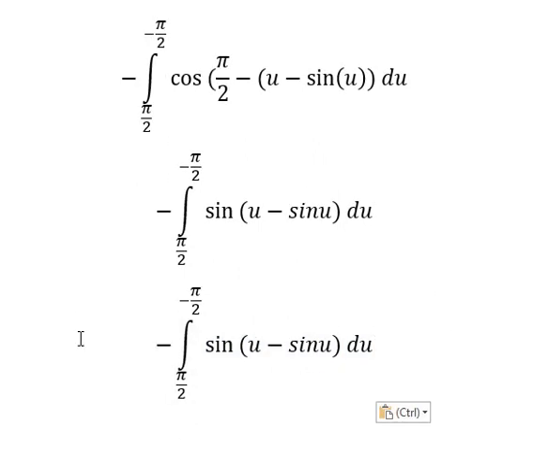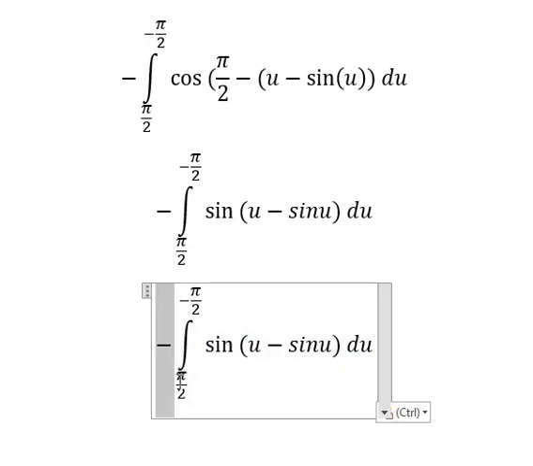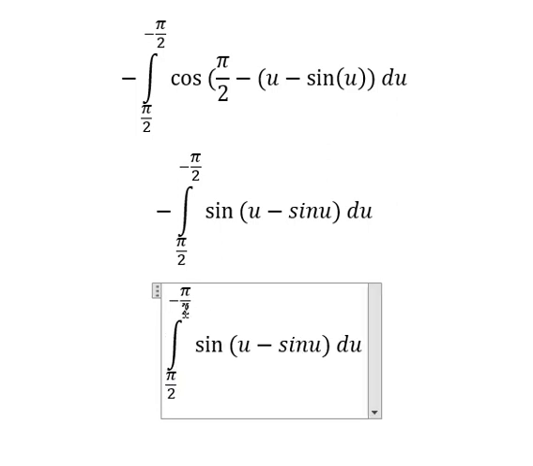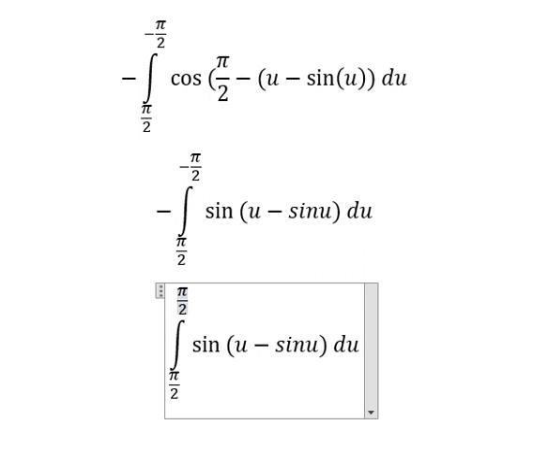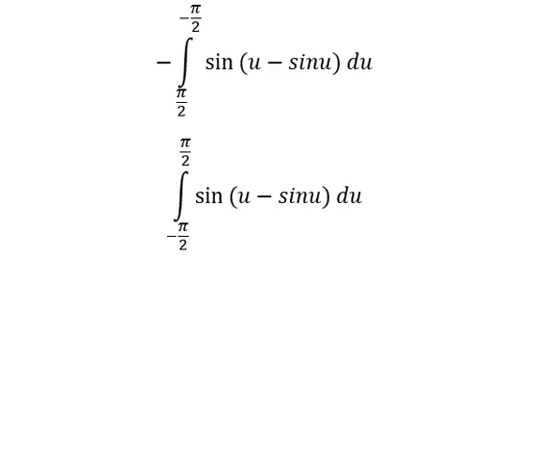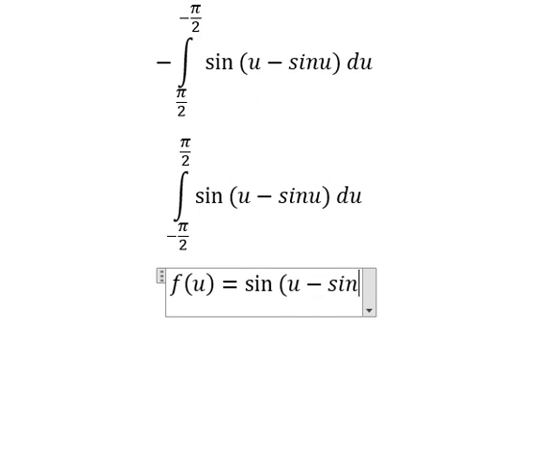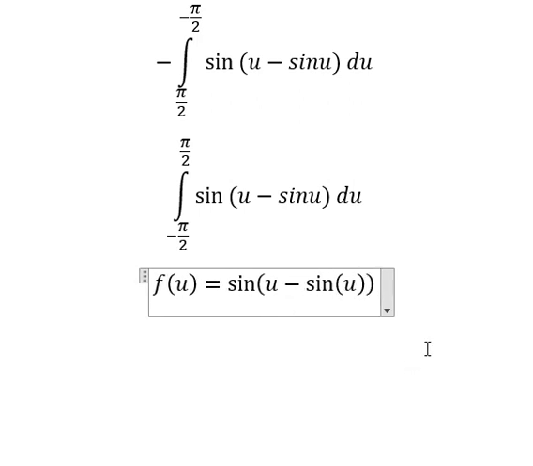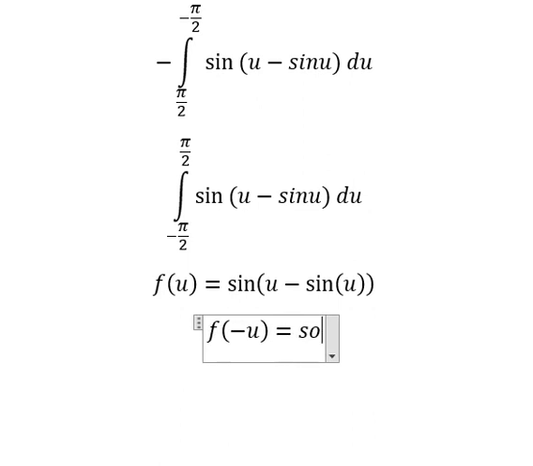Next, the negative in here, we can swap the top and the bottom together. Now, let's consider f of u. Now, if I put a negative sign for u, we have like this.